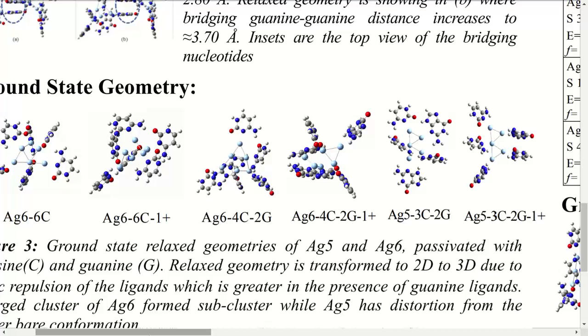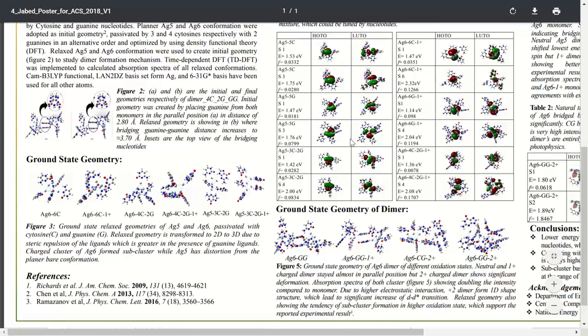And if you look at the charged one, it has completely changed from the planar conformation to a 3D one. But if you look at silver 5, this one is a guanine one, cytosine one. This one still retains the planar structure. But in this case, the guanine 1 and 6 is completely distorted from the planar. It's because of the guanine nucleotide. Guanine nucleotide is larger in size, so it has a steric repulsion with the cytosines, and it's distorted to a 3D conformer from the 2D conformation.